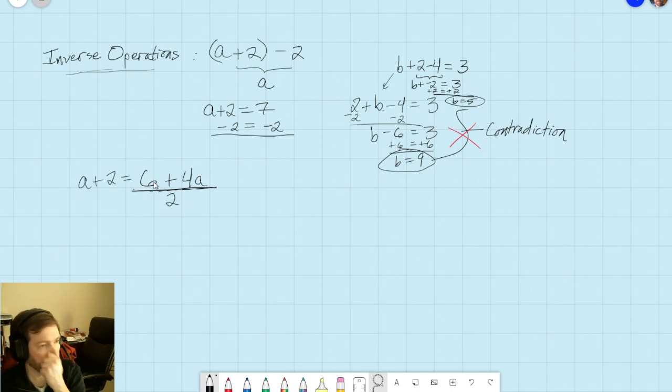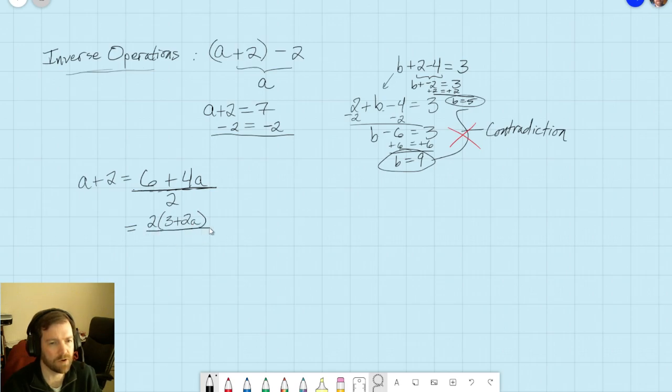So, there's a couple ways to go. First of all, because 6 and 4 have a common factor, you can pull out the common factor. So the common factor between 6 and 4 is going to be 2. And then you're left with 3 plus 2a. This is all divided by 2. And then we're left with a plus 2 on the left.